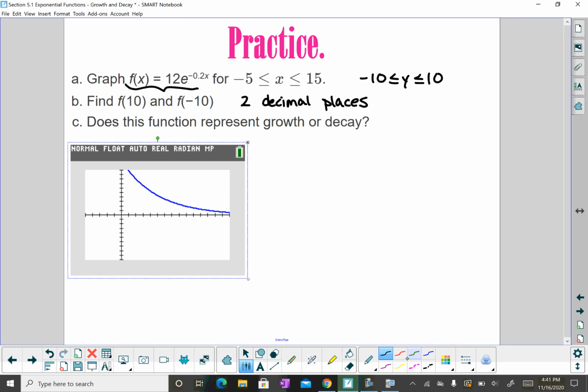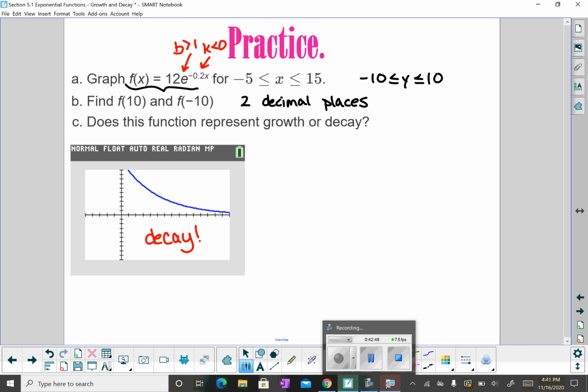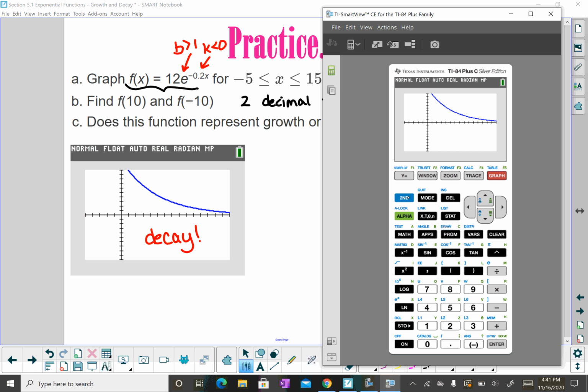At this point, hopefully you can say that this is an exponential decay function. So that's your answer to part C because it's decreasing from left to right. You can also see that here because your base is bigger than 1, but your k value is negative, less than 0. To evaluate these in the calculator, I'm just going to go to my home screen.